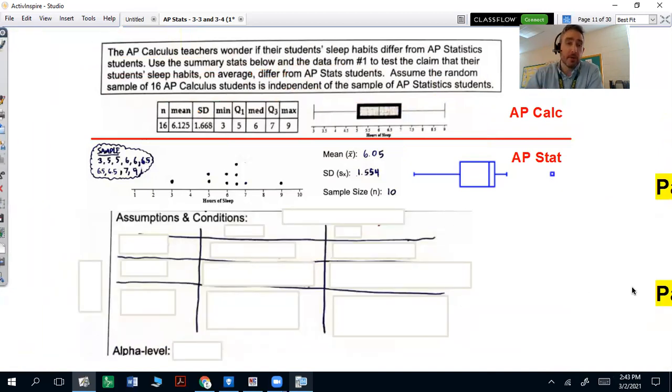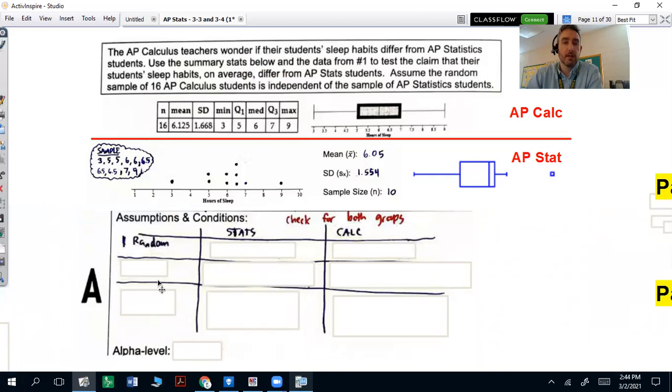Our next part in an inference problem is the assumptions and conditions. So we have to check random, normal, and independent. Those don't change. We check them for both of them. So we have our statistics and our calculus students. We need random, independent, and normal. Independent is the 10% condition. So random, 10%, and approximately normal. It doesn't say anything about an alpha level, so I always default it to 5%.